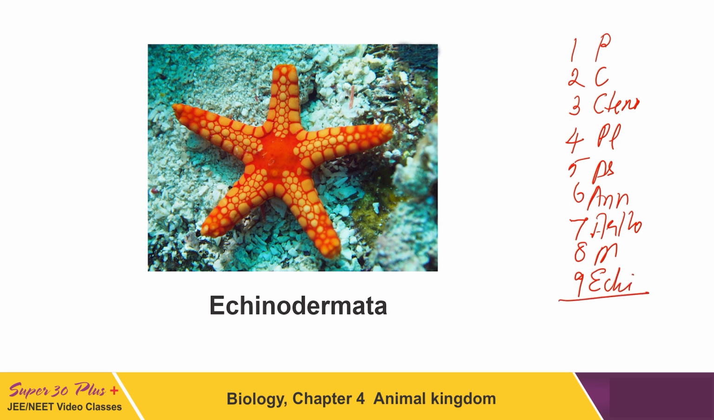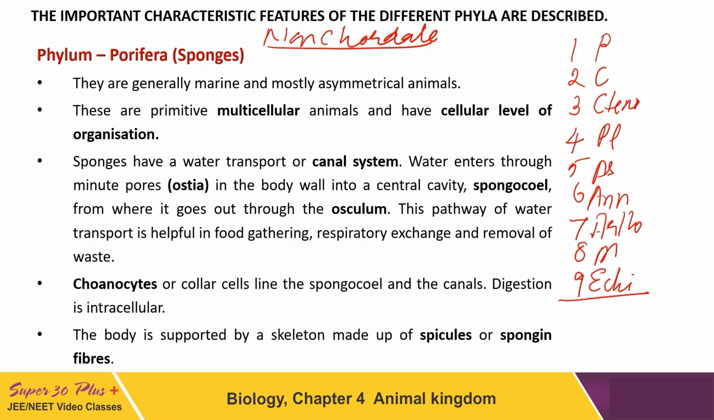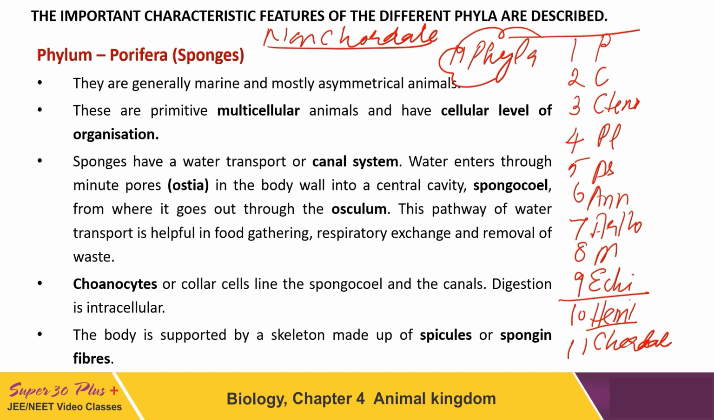So these are non-chordates. Even the 10th one, Hemichordata, is nowadays classified in non-chordates. And the 11th one is Chordata. So how many phyla do we have in total? We have 11 phyla into which the animal kingdom has been classified. So we have to see the first one now, that is phylum Porifera.